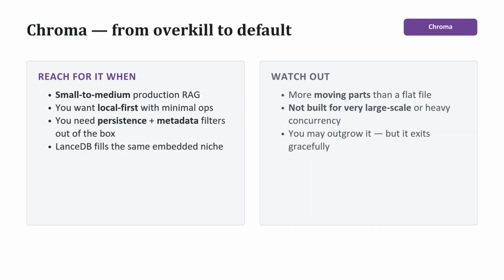Next is Chroma. It's interesting because it kind of flips. In a demo, its persistence and filtering feel like overkill, but in a real app, that's exactly the stuff you need. Data that sticks around, filtering by user or source or date. So Chroma turns into a really solid default for small to medium RAG, I would say, when you want something local-first without a lot of operations overhead. But is it built for massive scale? No. But here's the good part: if you outgrow it, you can outgrow it cleanly.